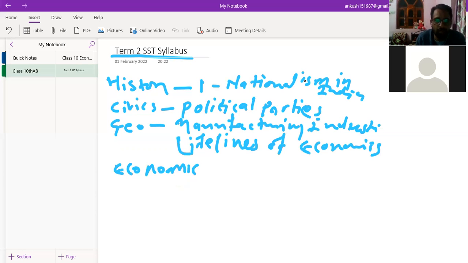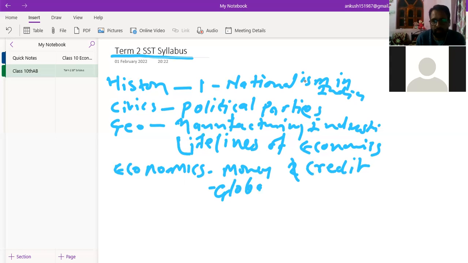Economics, we have 2 chapters. First is money and credit. Okay, and the second chapter included there is globalization. Okay, so there is in total 1, 2, 3. Here again there is one chapter, that is outcomes of democracy. I'm writing here. It is a mess over here, okay, but please consider it. Outcomes of democracy.